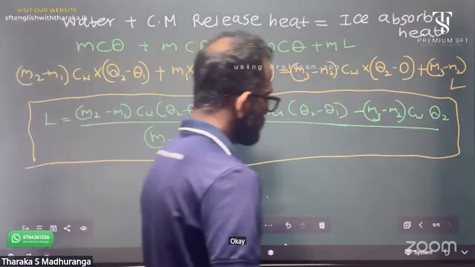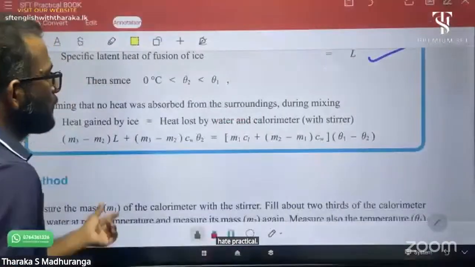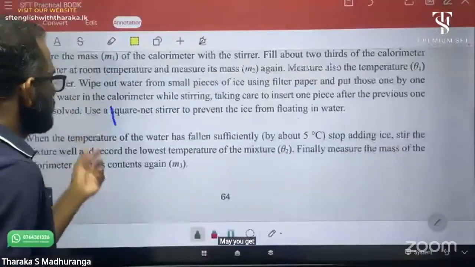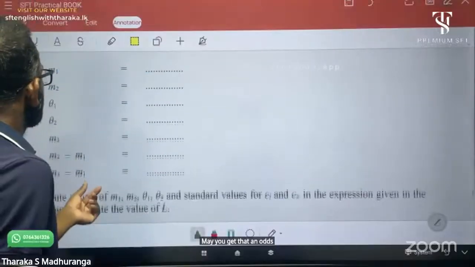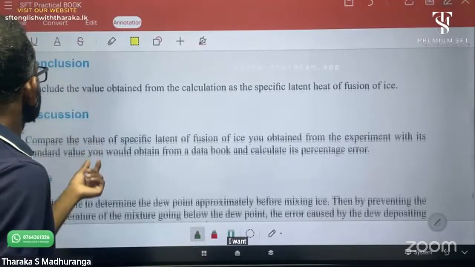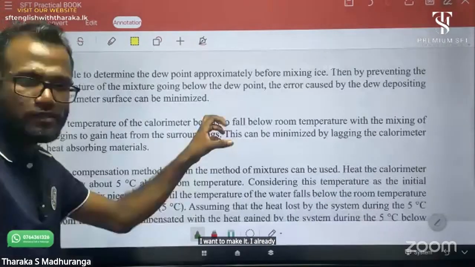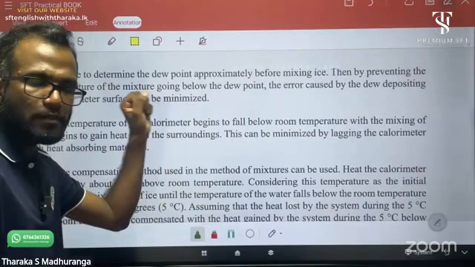Okay, let's move on to the final heat practical. You may get the notes I noted. I already explained all the notes. You can read. Hurry. Determine the specific latent heat of vaporization using the mixture method. Using the mixture method.